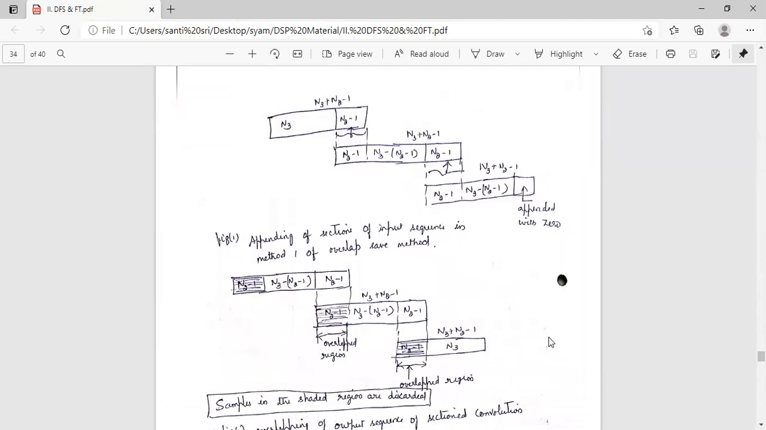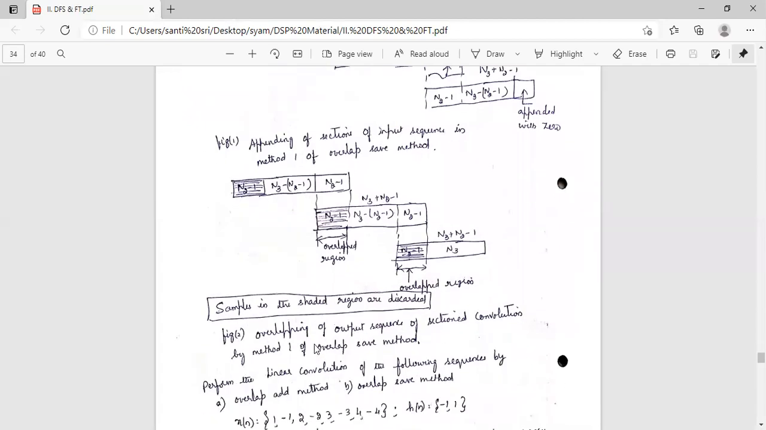So this is n2 minus 1, n3, n2 minus 1. This is the overlap region, the overlap of n2 minus 1 regions. This is n3 plus n2 minus 1, and this is also n3 plus n2 minus 1. Samples in the shaded regions are discarded. So this is the overlapping of the output sequence of section convolution by method 1 of the overlap save method.